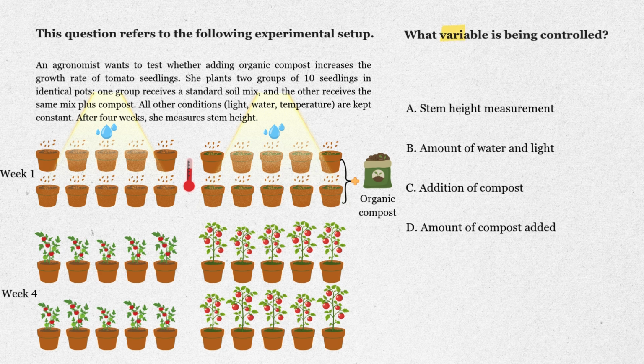Look at the fourth question. What variable is being controlled? We're looking for things kept the same for both groups. Let's turn to the experiment setup.